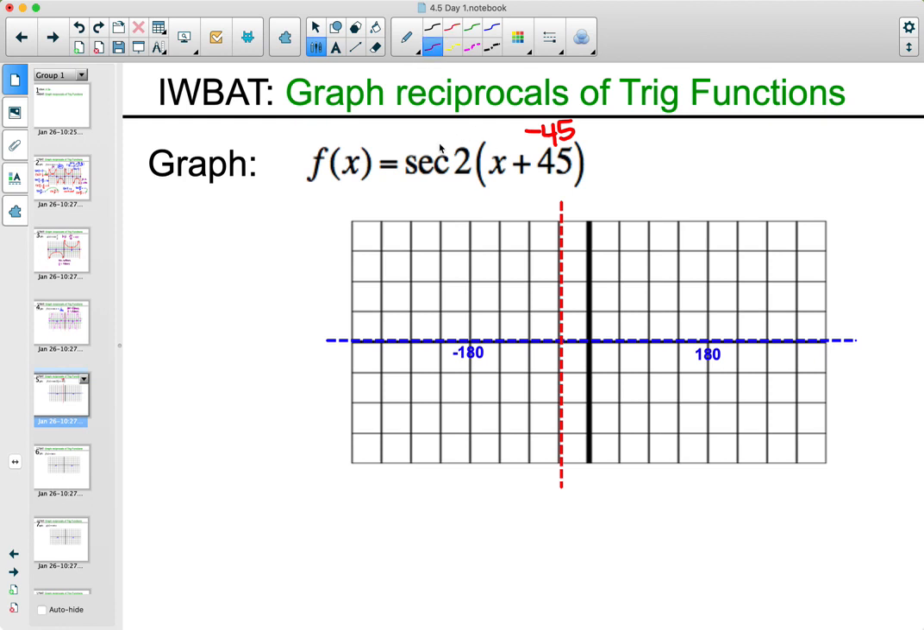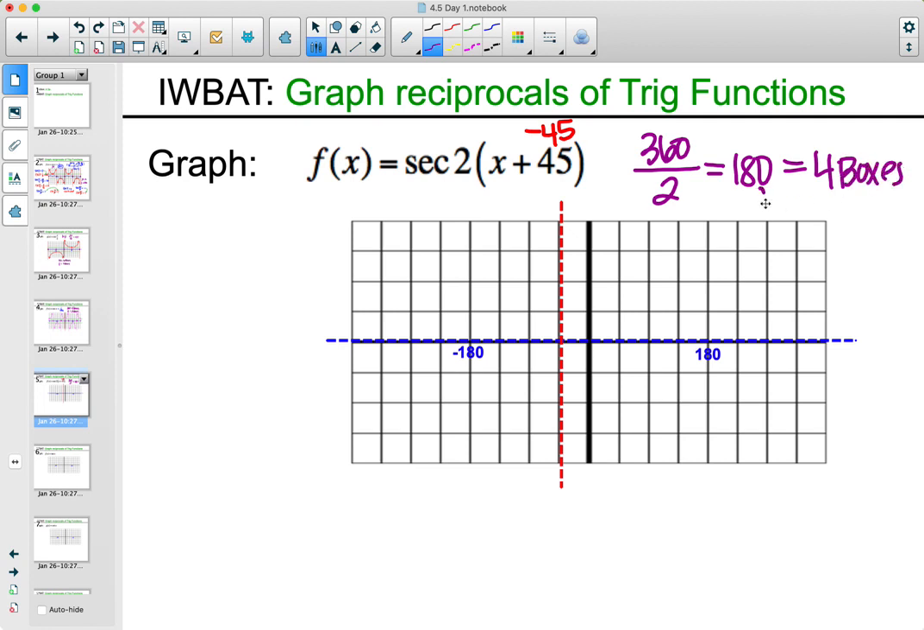Then we have a b value of 2, so we're going to do 2 pi divided by 2. Well, not 2 pi, sorry, because we're in degrees on this. So 360 divided by 2. So our period is going to be 180. Okay, again, on this graph, 180 degrees is equal to 4 boxes.